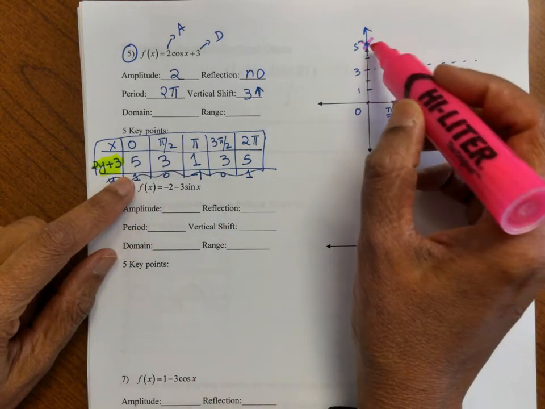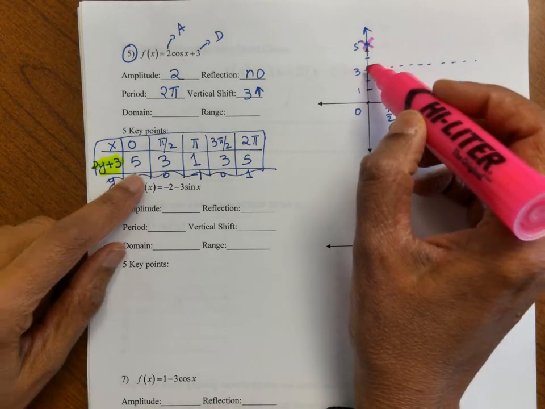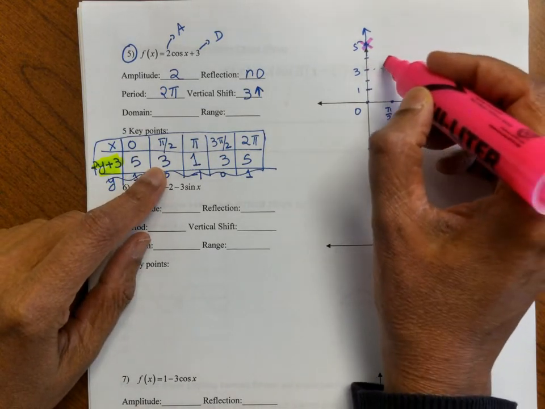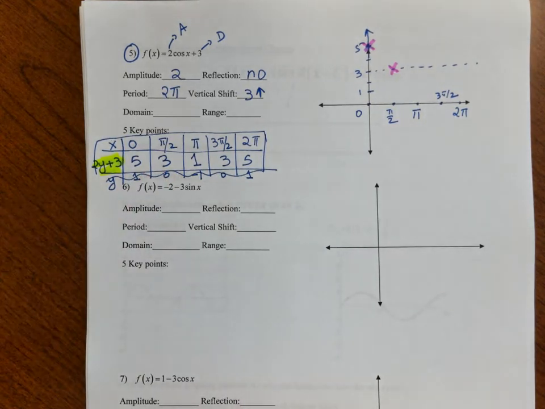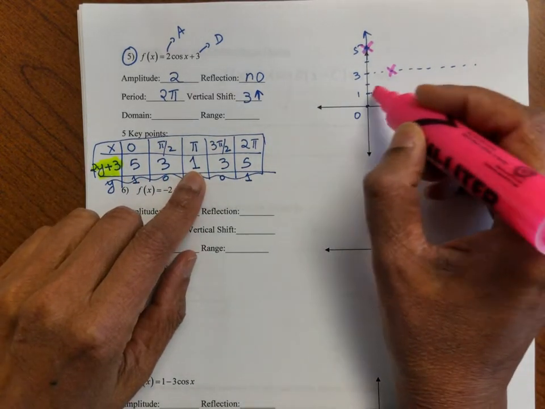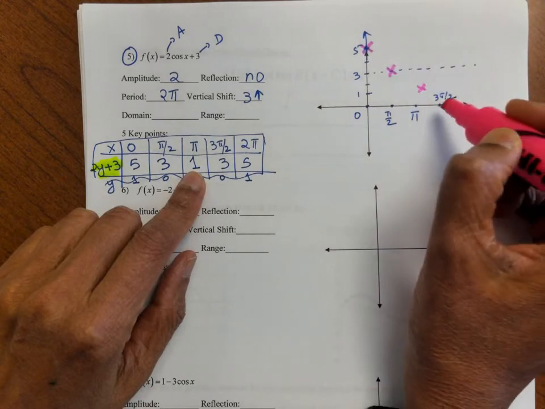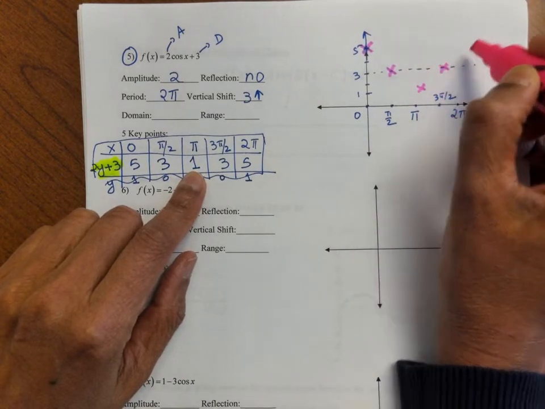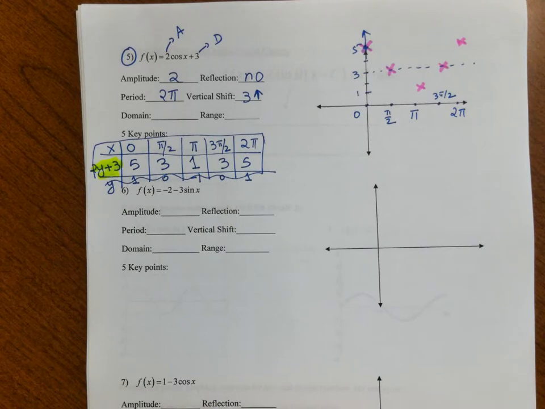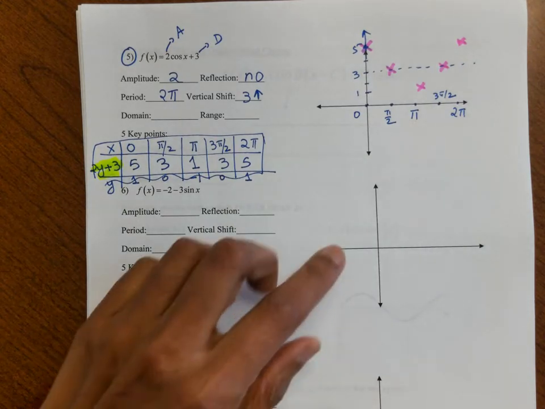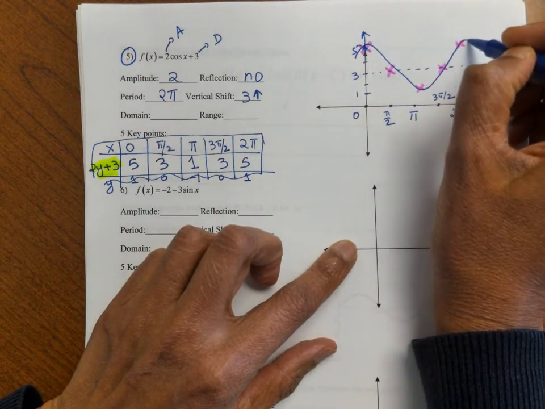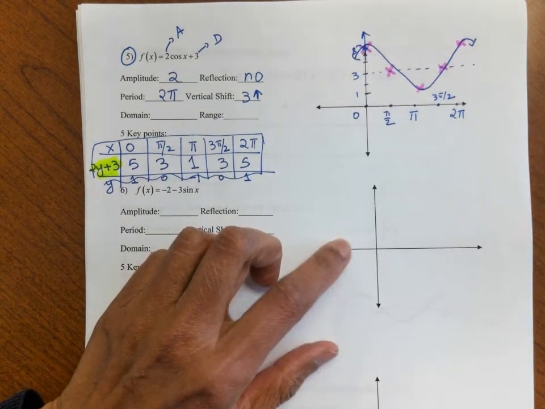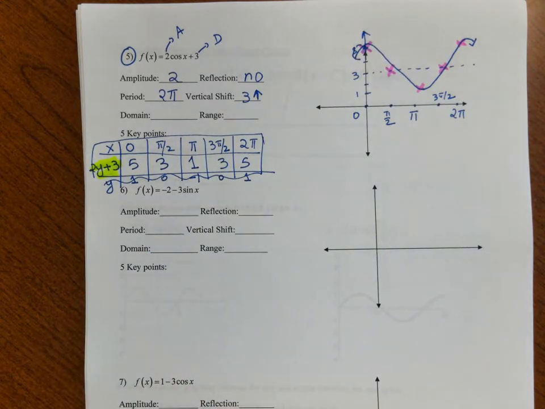So 0 is 5, because it starts above the sea level. Then at pi by 2 it comes back to the sea level, because this is my sea level now. From the top it comes down and then goes below the sea level, goes to 1. Comes back to the sea level, then goes up again. So those are your points. So let me go ahead and join these. And that is how your new graph looks.